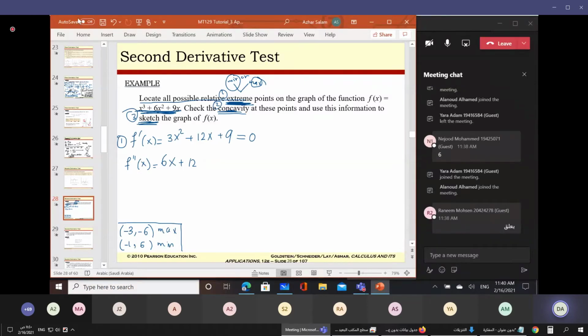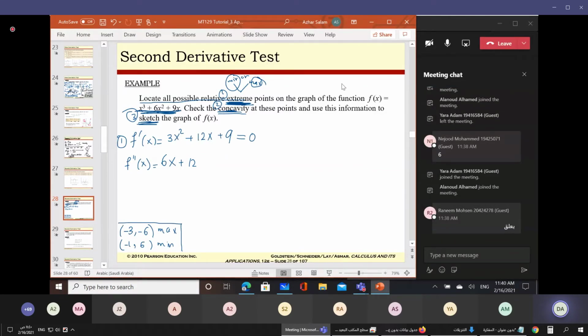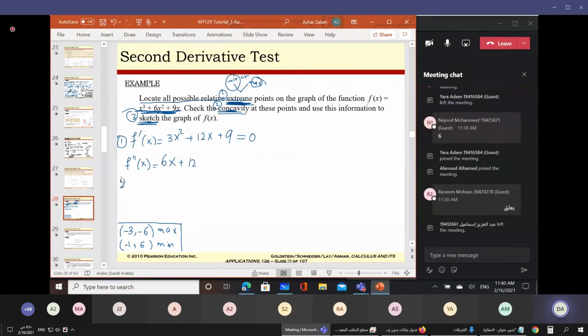Okay, now for the second question, which is check the concavity. I will check now the concavity. For the concavity, first I have to find the inflection point. So I have to find the zeros.